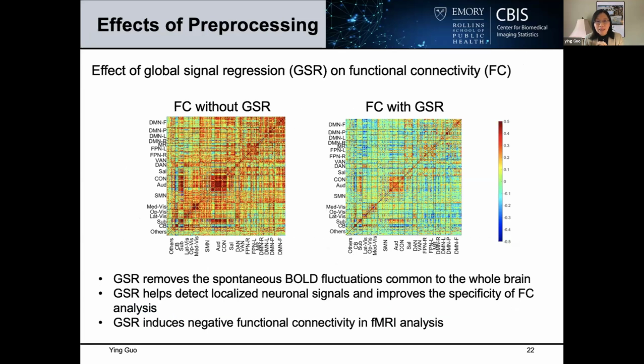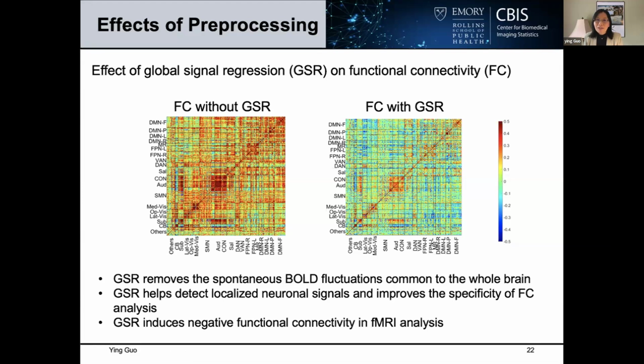And so basically, the advantage of it is that it can help us increase the specificity of the FC analysis and help us identify local neural activities. Without doing this GSR, you can see the FC matrix is all very positive all over the board. That is, most of the connections estimated are positive. You see this whole red FC matrix. That is because you didn't remove this global effect from all the brain regions. After you remove this common global confound, you can see the picture is much more balanced between positive and negative associations.